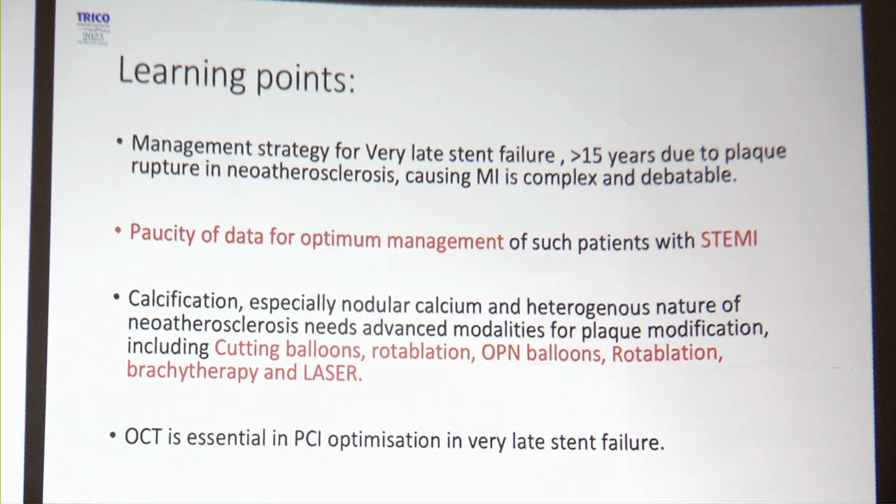So the management strategy for very late stent failure, more than 15 years, due to plaque rupture and new atherosclerosis causing MI is of course complex and debatable, and I think we don't really have very ideal answers on how best to manage them, and we don't have randomized data from studies either. Calcification, especially the nodular one, and the heterogeneous nature of new atherosclerosis need advanced modalities. I think all those aspects have been covered in the previous talks, and it just underlines the complexity of the situation that we are facing. And yes, OCT is essential in PCI optimization in any kind of stent failure, whether early or late.